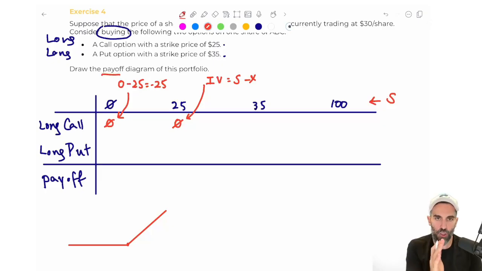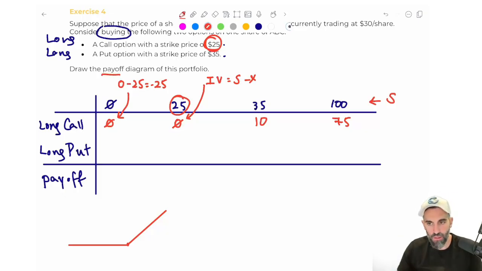Now, guys, I don't want you to actually do these calculations. Just remember, if it's a call option, you go 0, 0, 0, 0 until you reach the strike price, which for us is 25, and then you're in the money. So at 35, you're $10 in the money. You're $10 above your strike price. At 100, you're $75 in the money. You're $75 above your strike price. It is always the same for a call option. 0, 0, 0 till you get to your strike price, and then you're in the money.